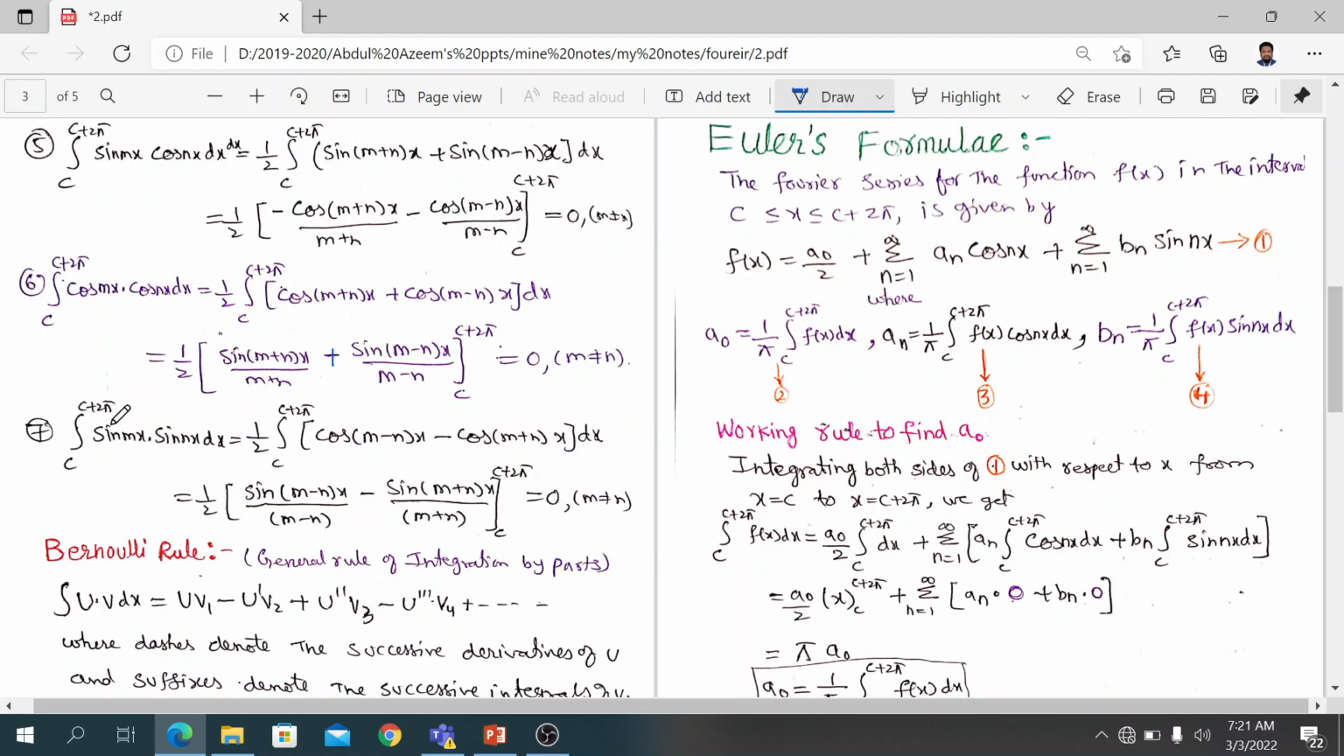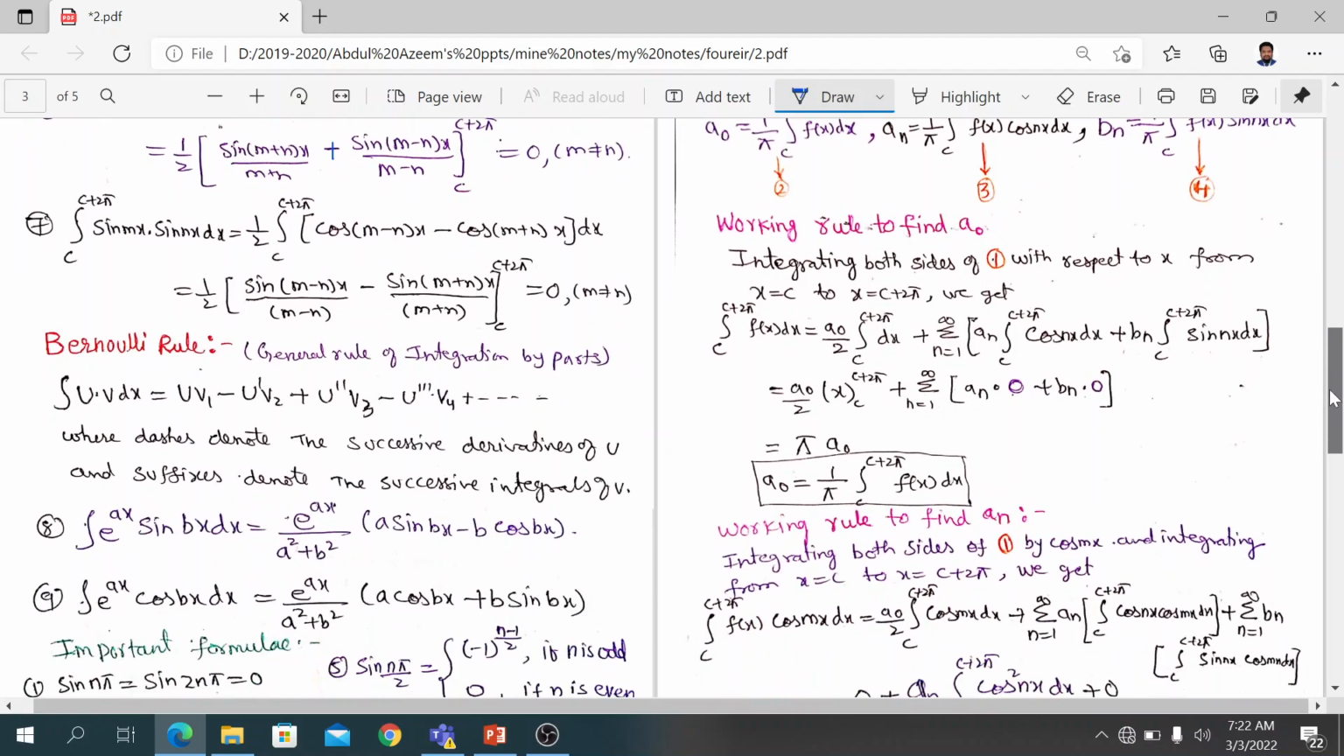Next, integration c to c plus 2 pi sin mx sin nx dx. So this I can write as 1 by 2 integration of cos (m minus n)x minus cos (m plus n)x dx. Now integration gives sin (m minus n)x by (m minus n) minus sin (m plus n)x by (m plus n) from c to c plus 2 pi. If we apply the limits, we will get 0. So these are the integrals useful in Fourier series.